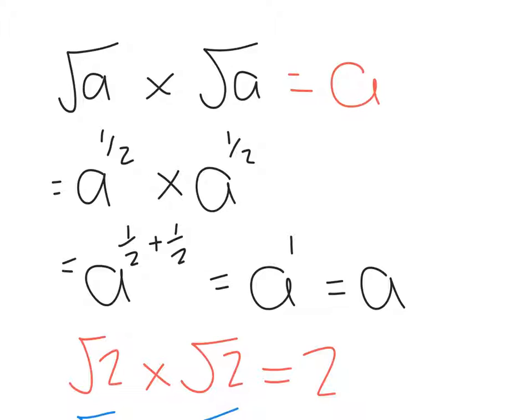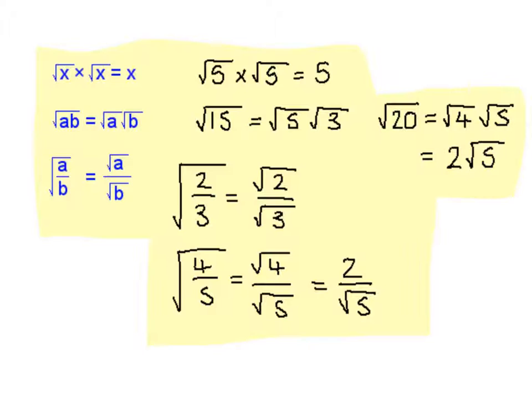So in general, root a multiplied by root a gives us a. So root x multiplied by root x gives us x. So an example of that would be root 5 multiplied by root 5 gives us 5. Now another surd rule that we have is root ab equals root a multiplied by root b. So here's an example, root 15. And the factors of 15 are 5 and 3. So 5 multiplied by 3 is 15. So root 15 can be rewritten as root 5, root 3.